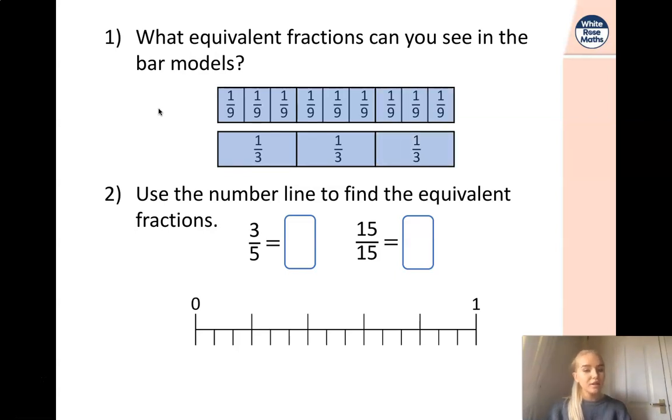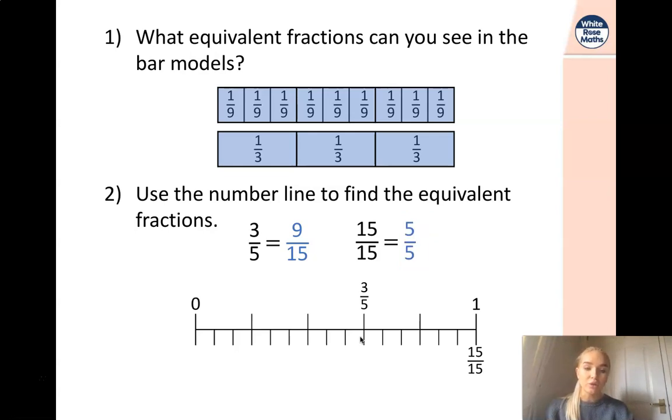Number 2 then, using the number line to find the equivalent fractions. Well, we can find 3/5 on our number line because we can see that the top part has been split into 5, and 3 sections along would mean that 3/5 is here because we've got 1, 2, 3 parts. Then we can count along in our 15ths to find how many 15ths that is. So 1, 2, 3, 4, 5, 6, 7, 8, 9. So it's 9/15. 15/15 we can spot on our number line as being here, and that is equivalent to 5/5, which is also the same as 1.